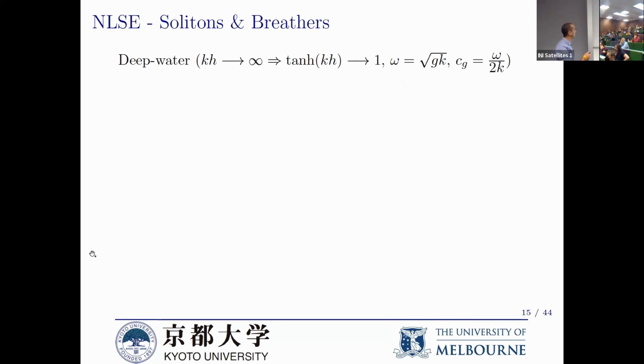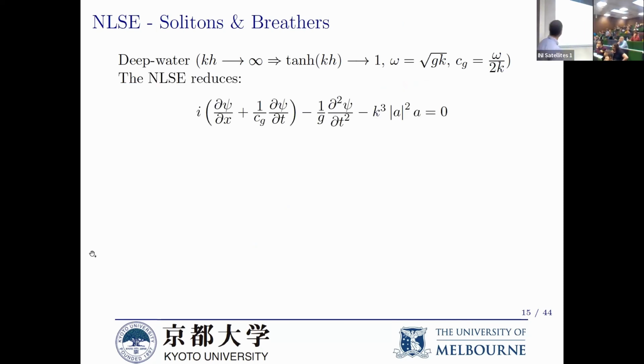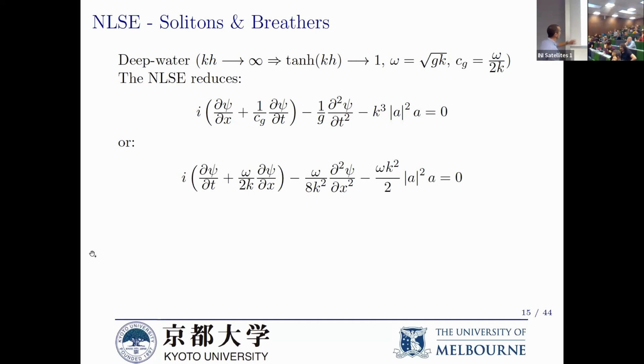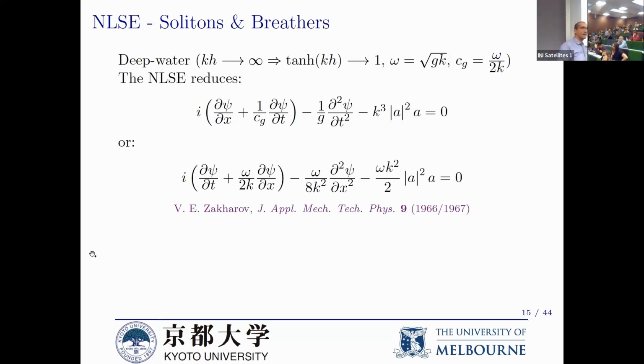So when the dimensionless depth goes to infinity, the hyperbolic tangent will tend to 1. The dispersion relation simplifies, the group velocity also, which is half the phase speed. And then we end up with this famous deep water nonlinear Schrödinger equation. If you invert x and t, you end up with this expression here, which has been found by Zakharov as a special case of a Zakharov equation for a narrowband process.